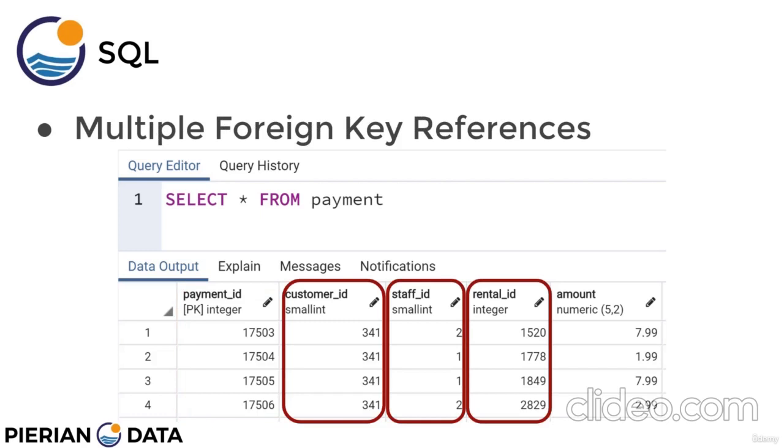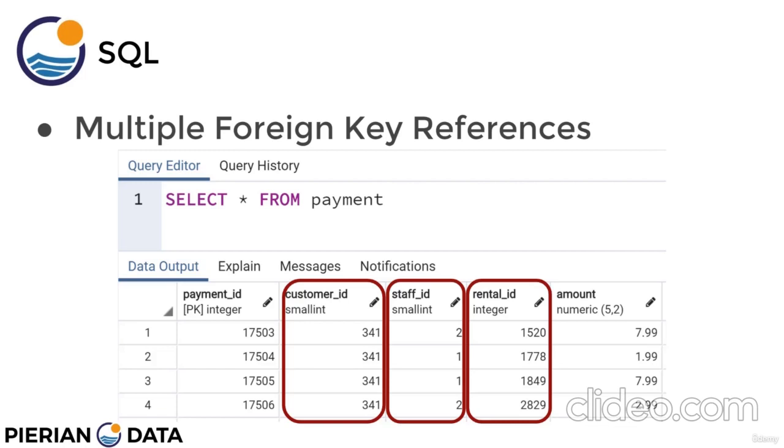Now, PgAdmin won't directly tell you through a simple query call whether or not a column is a foreign key. We'll discuss how to figure that out in just a little bit. But here we can see we have these customer IDs, staff IDs, and rental IDs. Notice that within the payment table, it's okay if they're repeated because the same customer may have made multiple payments.